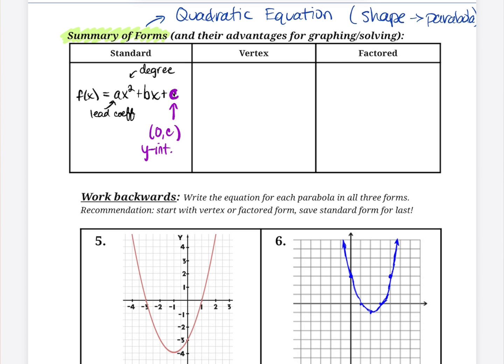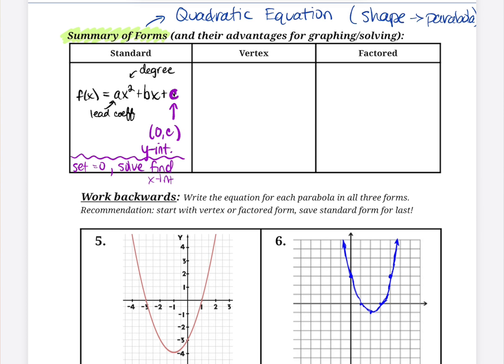Otherwise, standard form could possibly be helpful because you could set it equal to 0 and solve in a variety of manners to find the x-intercepts. But the most useful part is really what's above that. Finding the y-intercept is pretty direct from standard form.